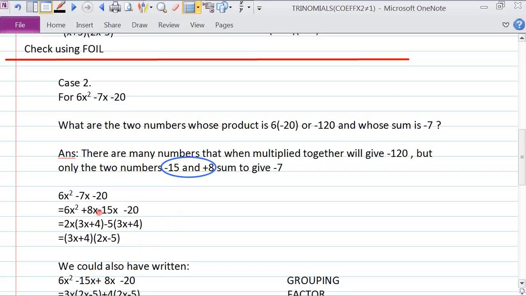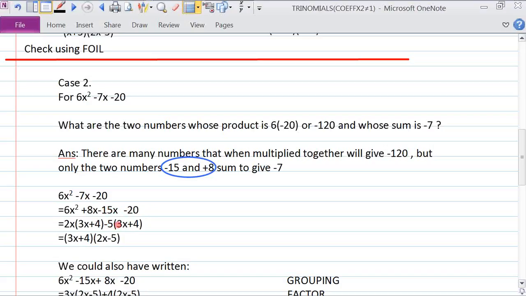So I find the factors now, and what I'm going to do is factor out 2x from these two terms. The highest number that goes into both 6x squared and 8x is 2. And I take the lowest power of the x's here, which is x. I factor it out. 2x times 3x gives me 6x squared. 2x times plus 4 gives me plus 8x. Now, from minus 15x minus 20, I can only factor out the number 5. So I take out the number 5.